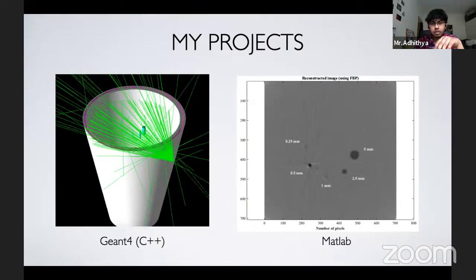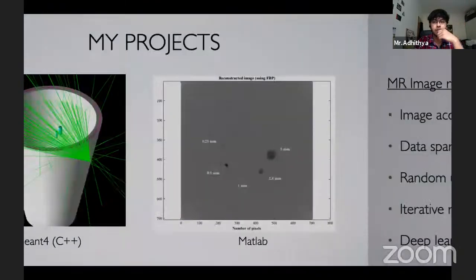You can see that the different cylinders are visible in the reconstructed image. Also there are certain artifacts, such as streak artifacts. This is a different kind of artifact, not a motion artifact. So this was one of the projects which I completed a bit recently.